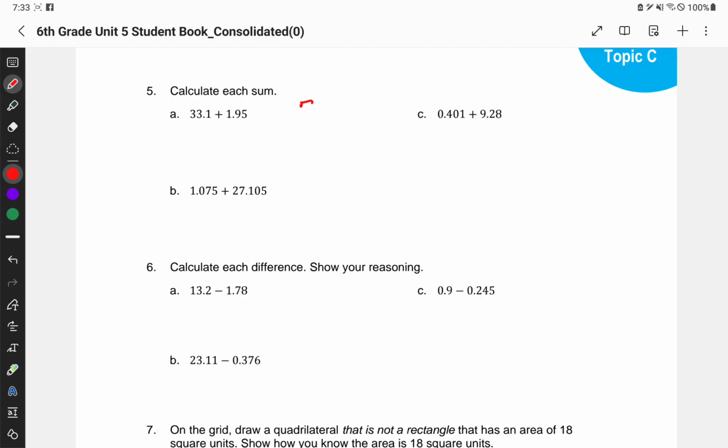So for add, 33.1 plus 1.95. We line up the decimal. We put a placeholder. 5 plus 0 is 5. 1 plus 9 is 10. Carry the 1. Our decimal. 1 plus 3 is 4, plus 1 is 5, and 3. So 35.05.